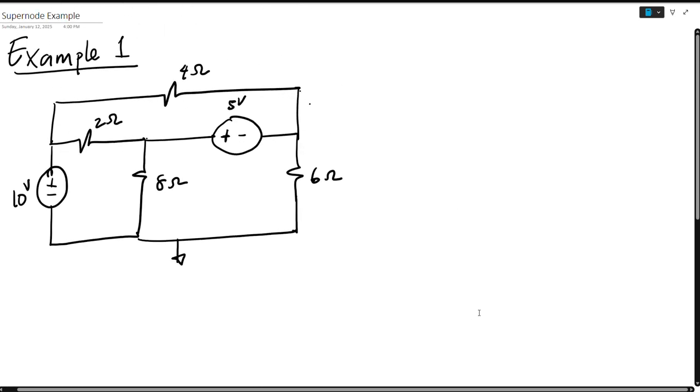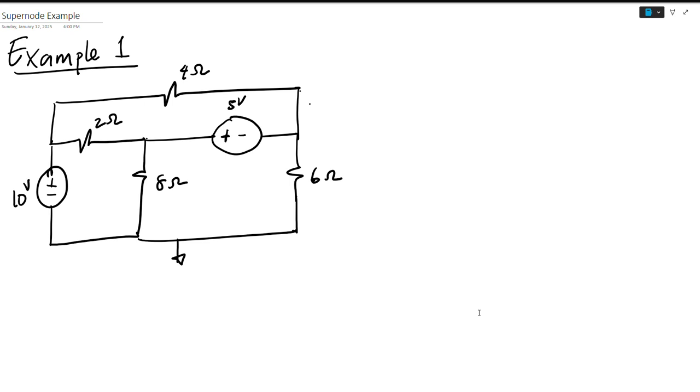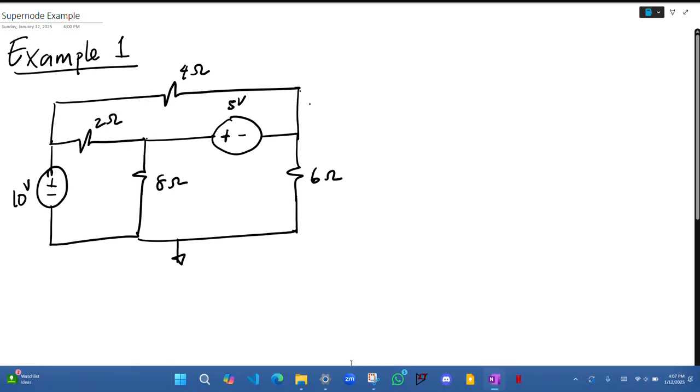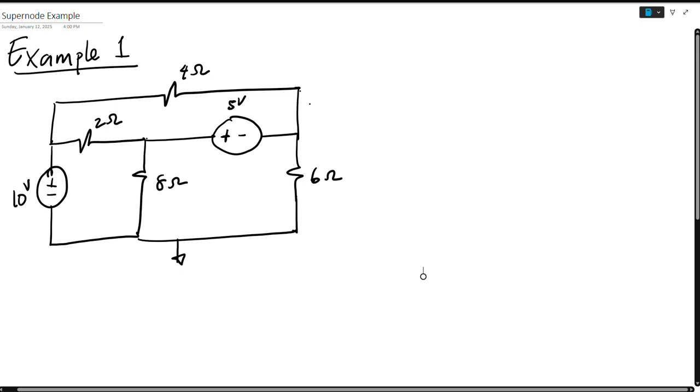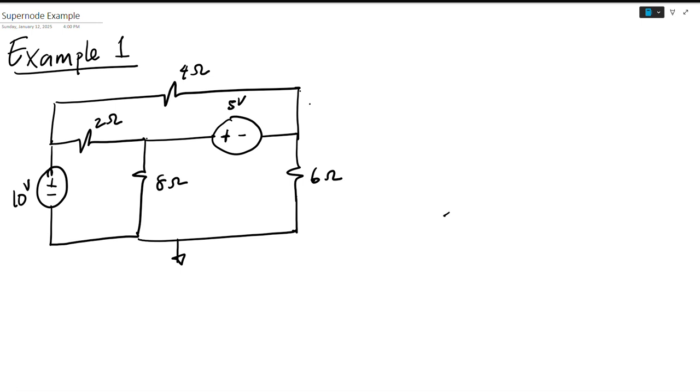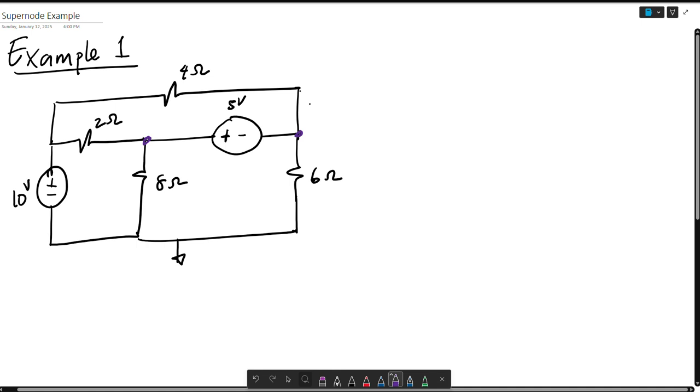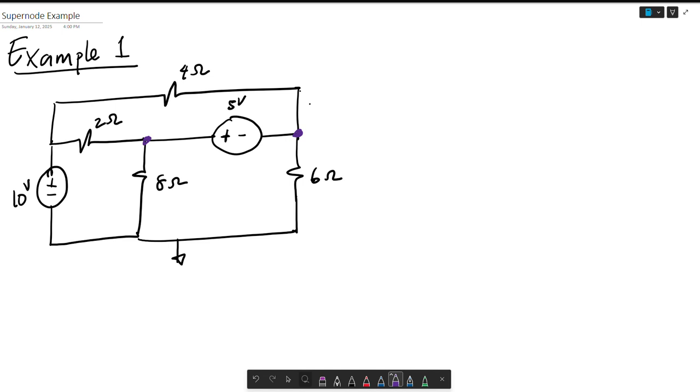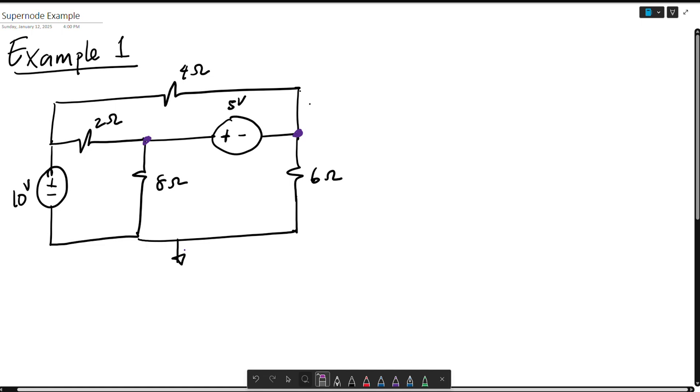For the first example, we know that a supernode is basically when we have a voltage source in between two non-reference nodes. What that looks like is this 5 volt voltage source is in between two nodes that are non-reference, so that means they're not connected to ground, right? So let's call these V1, V2, and V3.